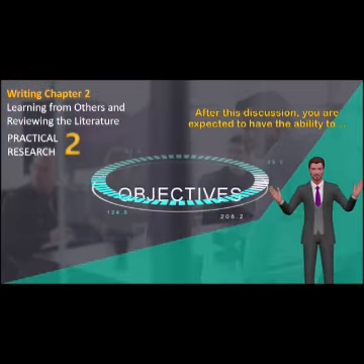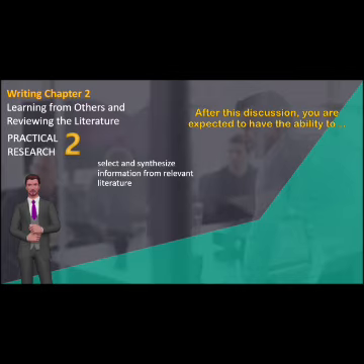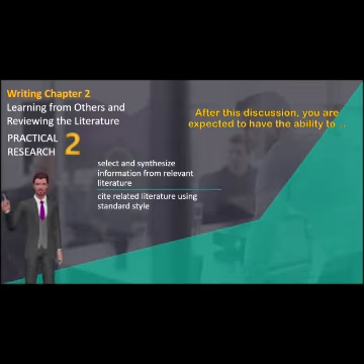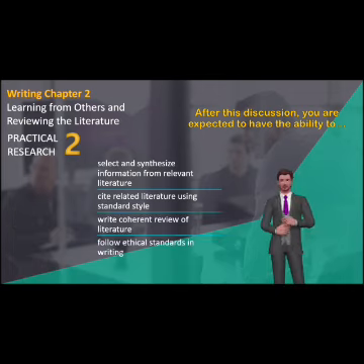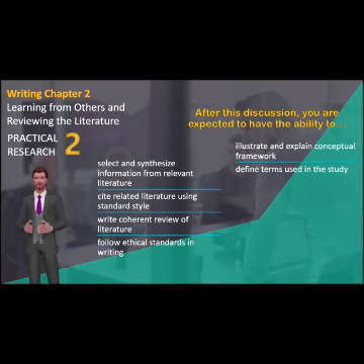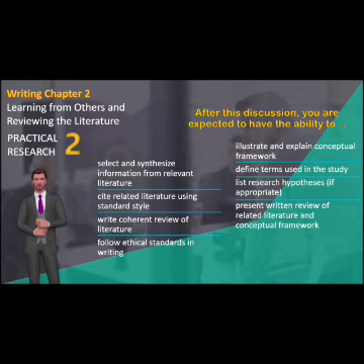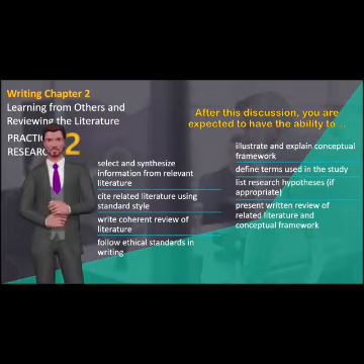Let's have now the learning objectives. After this discussion, you are expected to have the ability to first, select and synthesize information from relevant literature. Next, cite related literature using standard style. Third, write coherent review of literature. Fourth, follow ethical standards in writing. Fifth, illustrate and explain conceptual framework. Sixth, define terms used in the study. Seventh, list research hypotheses if appropriate and present written review of related literature and conceptual framework.